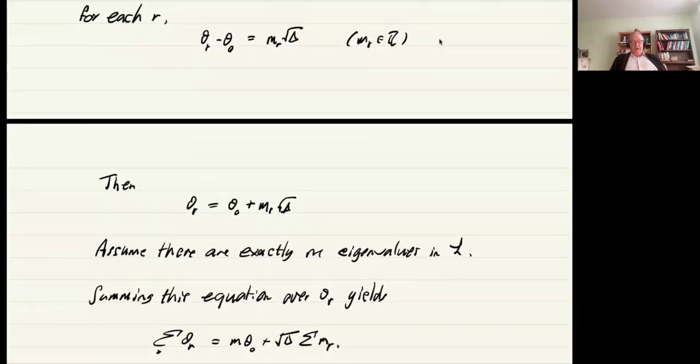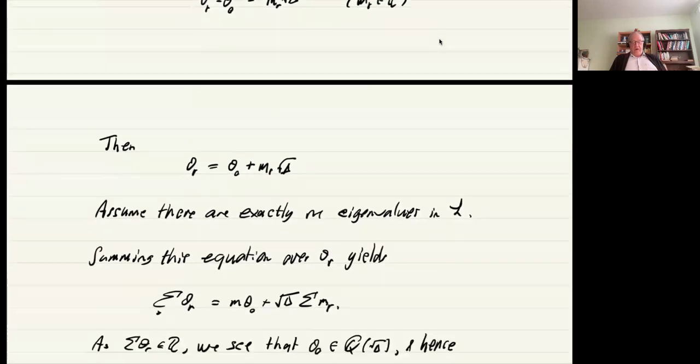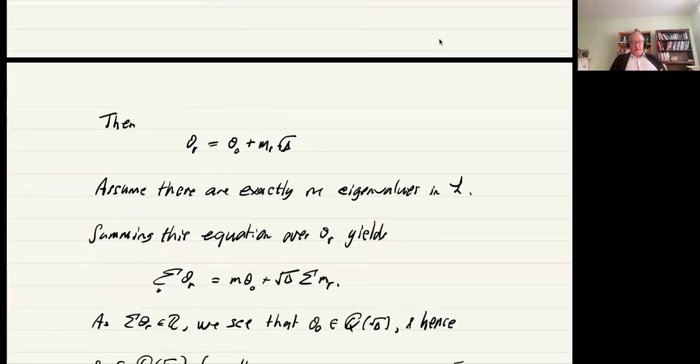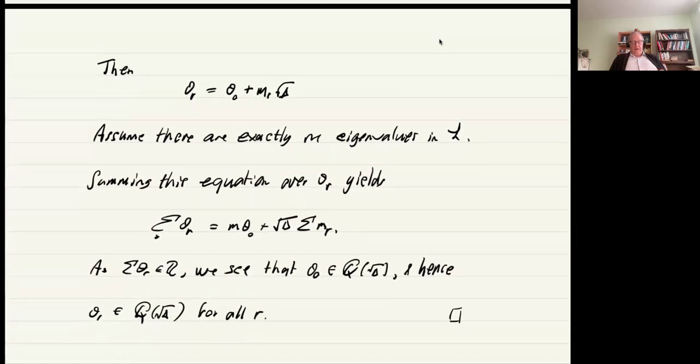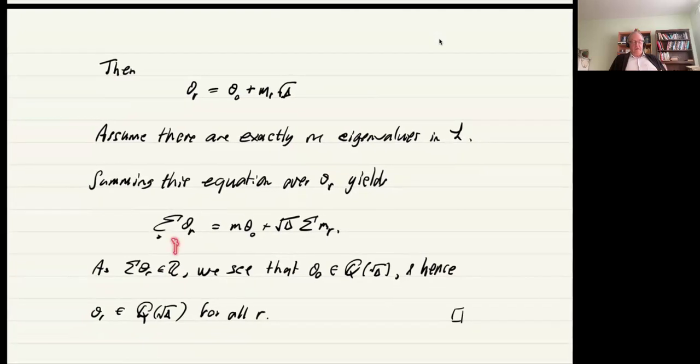This then tells you that you can write the eigenvalues as theta 0 plus an integer multiple of root delta. And if you sum this equation over the possible theta r's, you get the sum of the theta r's is equal to m times theta 0, there are m eigenvalues, plus square root delta times the sum of the m_r's. And now this is an integer. It's the sum of the zeros, and this is rational. And so your conclusion becomes that theta r is in the extension of the rational field obtained by adding the square root of delta.